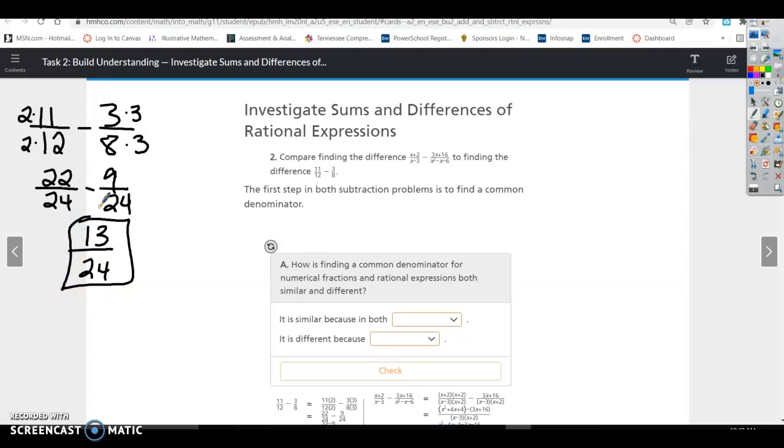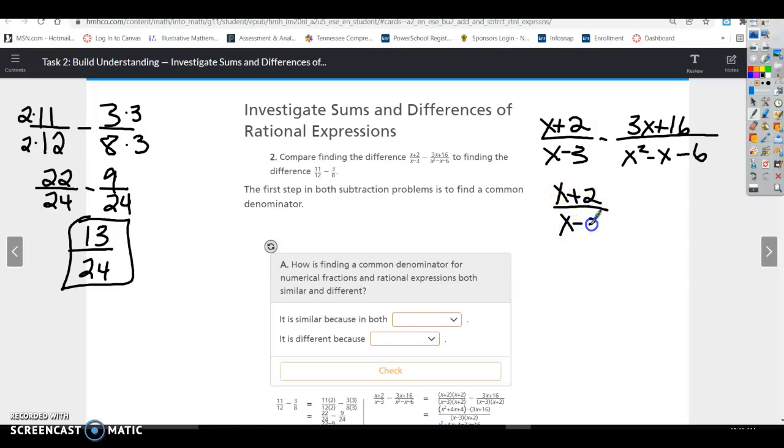Now, the rational expression is a little bit more difficult, so I'm going to do it on this side. I'm going to have x plus 2 over x minus 3, minus 3x plus 16 over x squared minus x minus 6. We've already learned with rational expressions that we can factor, and if we factor, then sometimes that will help. Right now, I know that this first term, I can't do anything else with it.